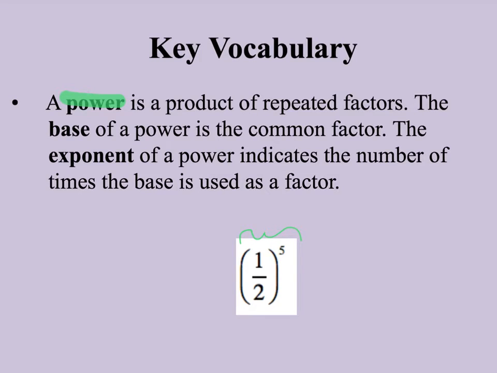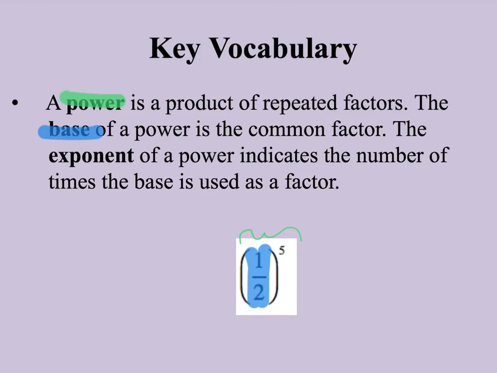The second word we're going to talk about is base. The base of a power is the common factor. In this case, our base is 1/2. 1/2 is the factor that we are going to multiply by itself 5 times. So in this case, our base here is considered 1/2.